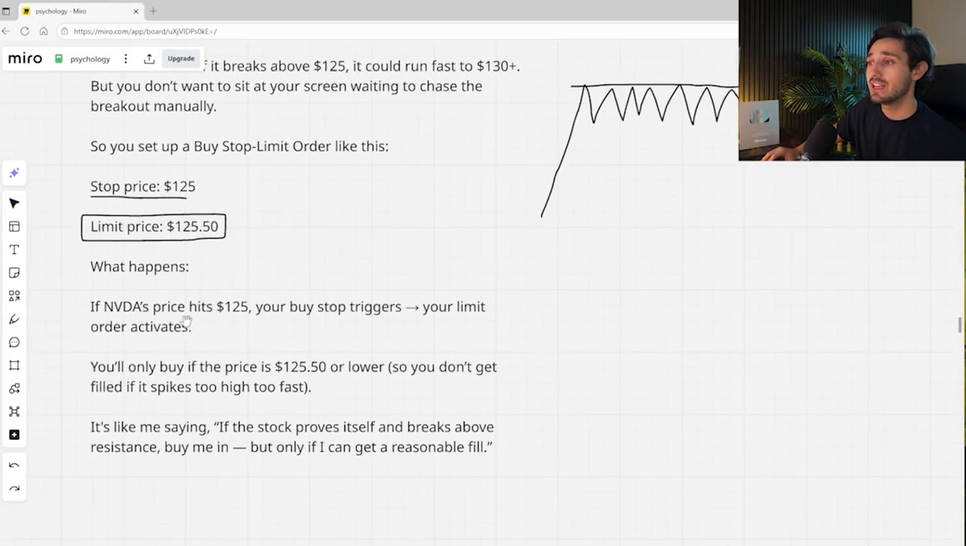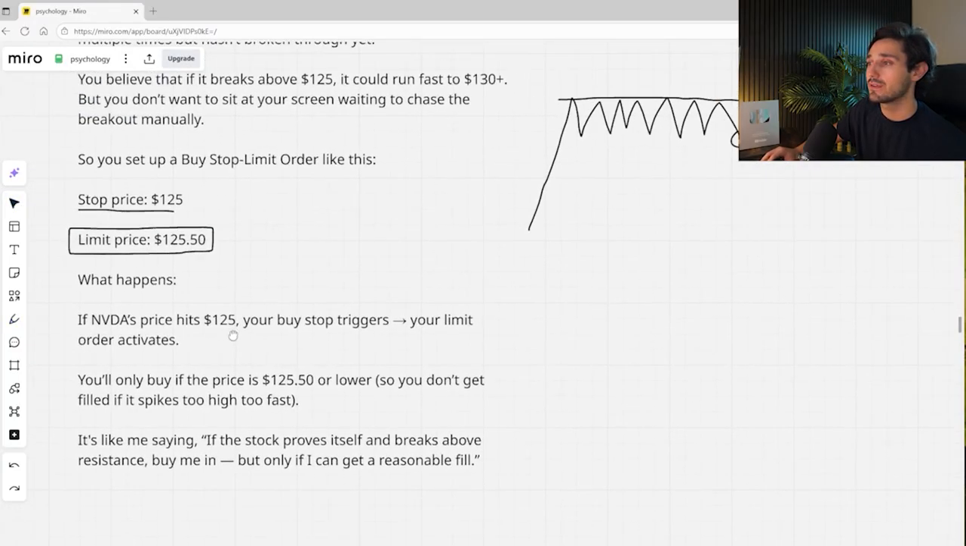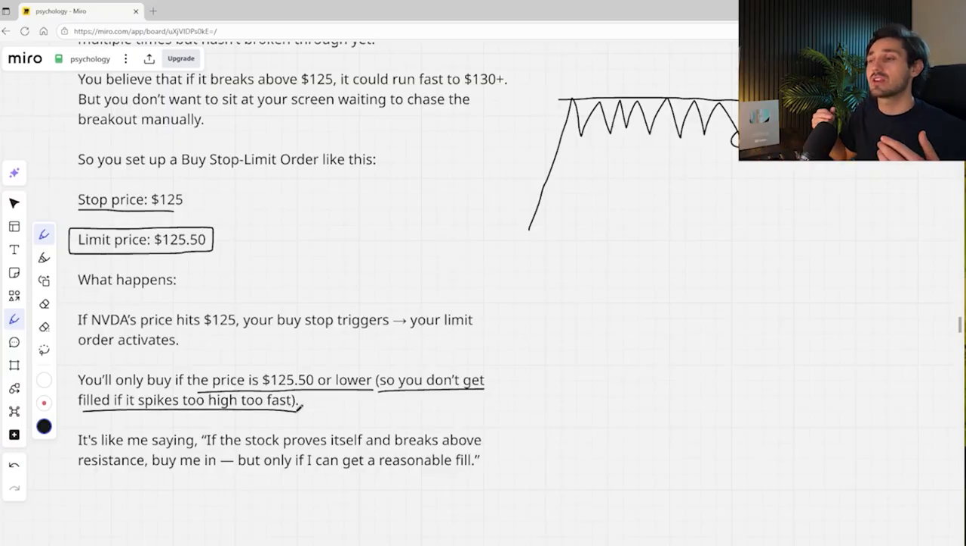So if NVIDIA's price hits 125, your buy stop triggers, and as soon as that's triggered, it activates your limit order. You will only get filled if the price is at 125.50 or lower. You will not get filled if the price spikes too fast and too high. You won't get filled at 126 or 127. You're only going to get filled at 125.50 or lower.